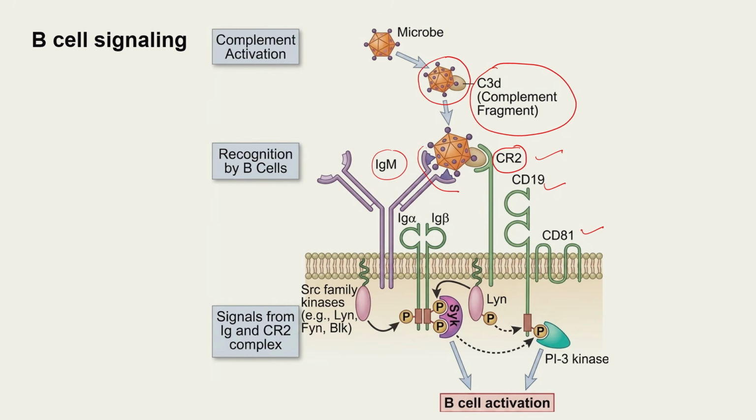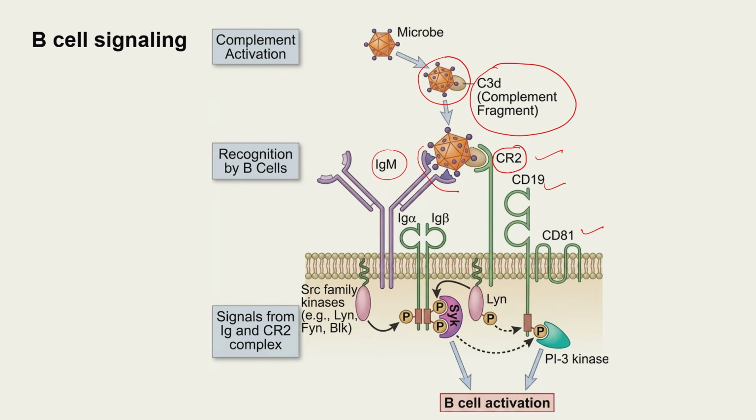So these are also considered part of the B cell receptor complex, although we are not calling it the B cell receptor, but they are involved in multiple processes. So once there is a binding of complement to the microbes, the complement protein itself can bind to the complement receptor present on the B cell, and once there is a binding, we can see that again the SRC family kinases can be recruited here.